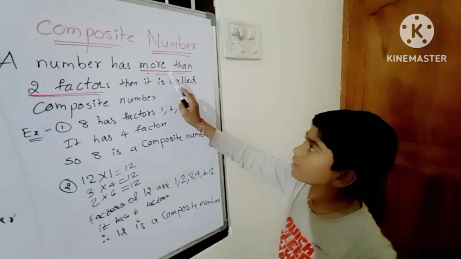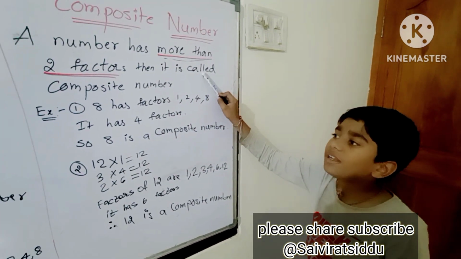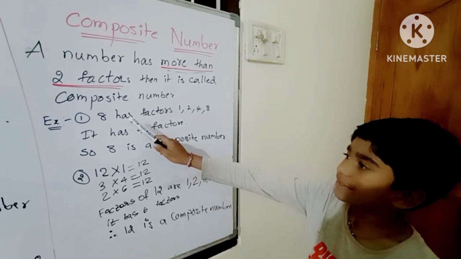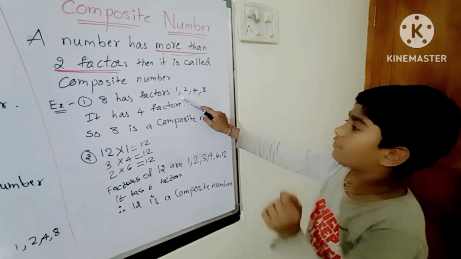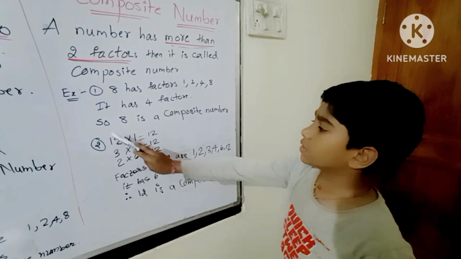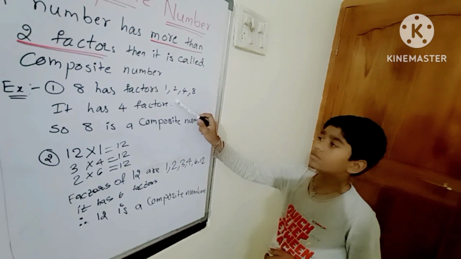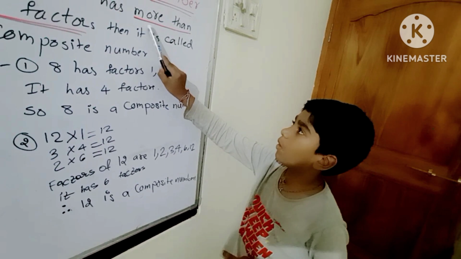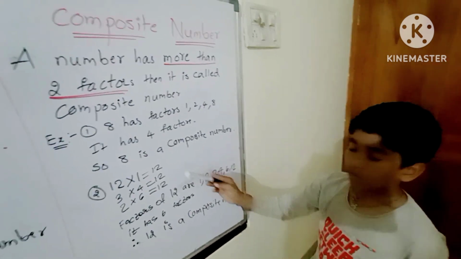Composite number. If a number has more than 2 factors, then it is called a composite number. We will take one example. 8 has factors 1, 2, 4, 8. It has 4 factors. So 8 is a composite number. More than 2 factors is called a composite number.